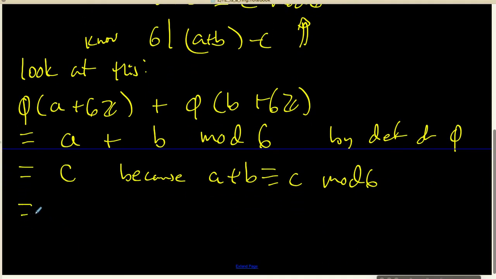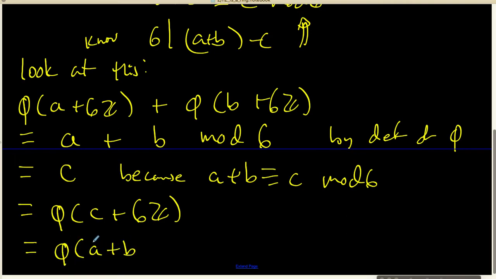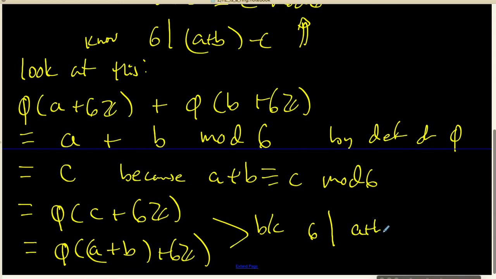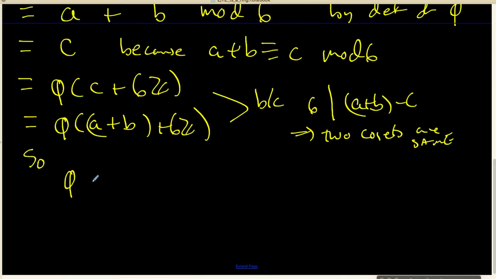And C is phi of C plus 6Z, but that is also equal to phi of A plus B plus 6Z. And this is because 6 divides A plus B minus C, which means the two cosets are the same. So what we now have is that phi does preserve addition. So now the question becomes, does phi preserve multiplication?